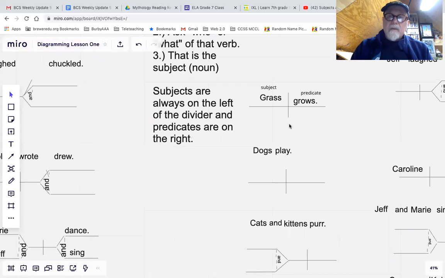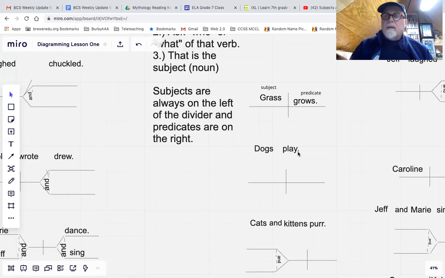Let's do it again for dogs play. Now notice I've drawn a little divider here. This is a diagram, and we'll always put the predicate on the right-hand side, and always put the subject on the left-hand side. So instead of writing subject and predicate, we'll just assume that everything over here is the predicate and everything over here is the subject. Everything over here is the action. Everything over here is the thing doing the action.